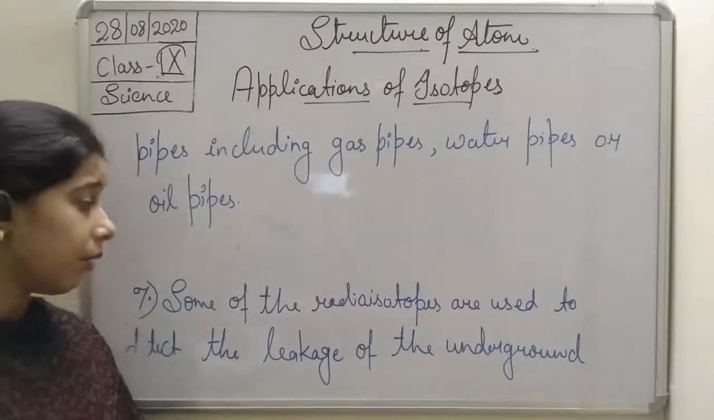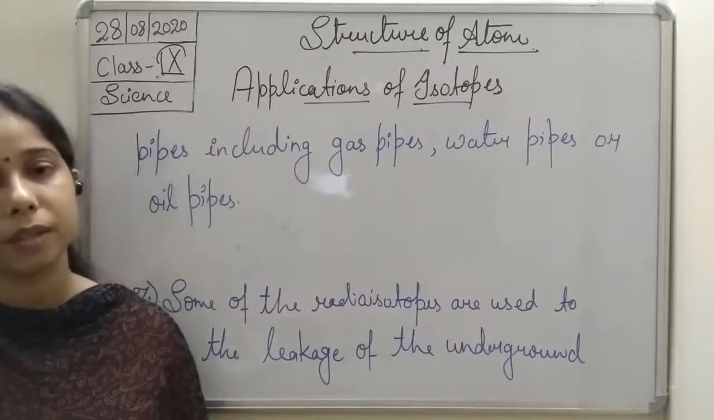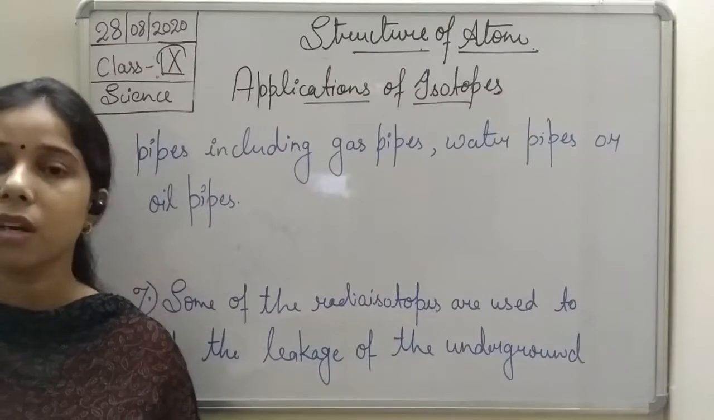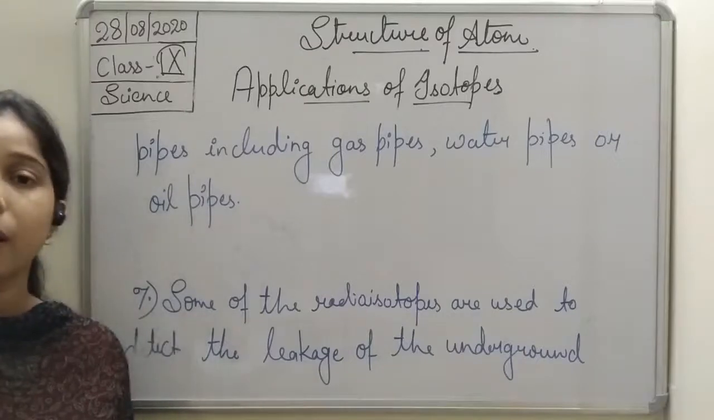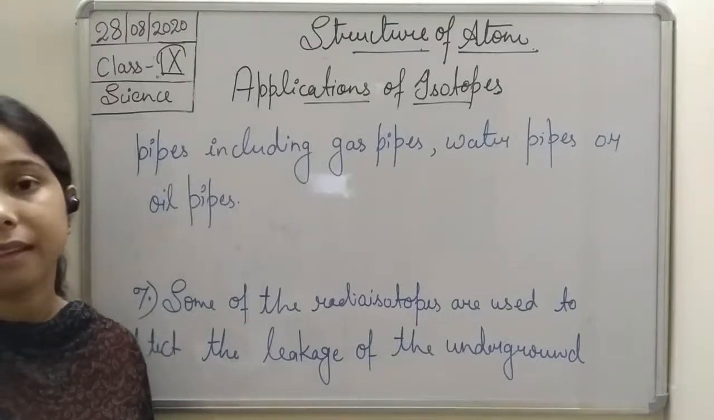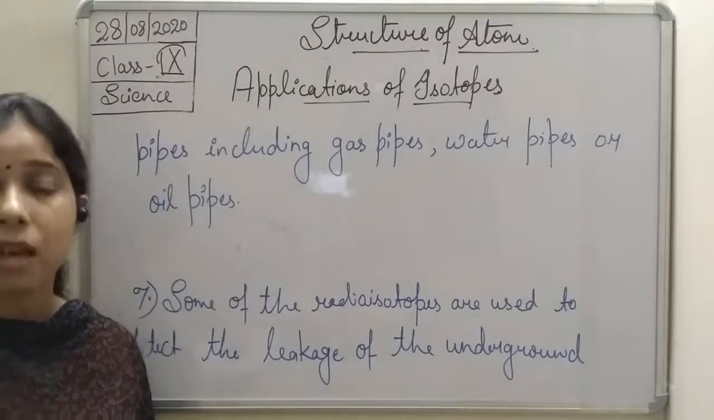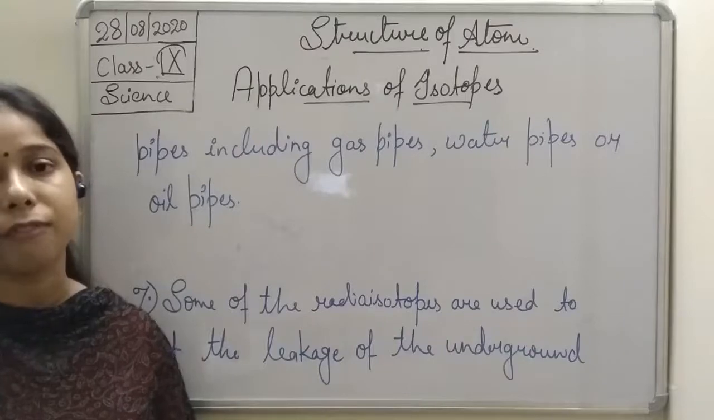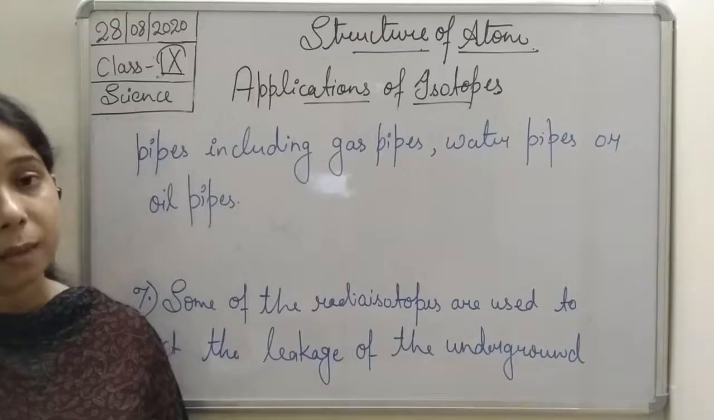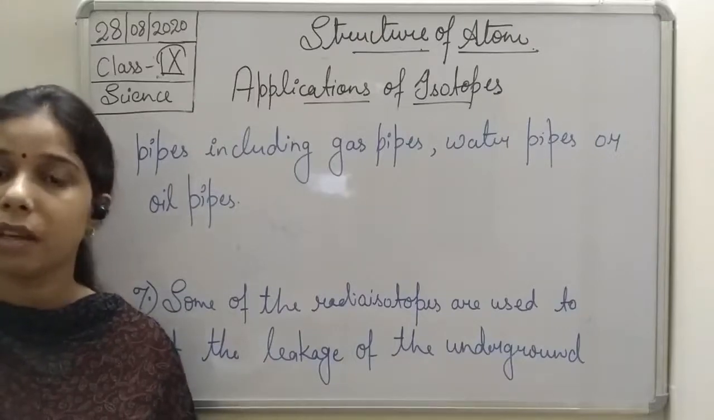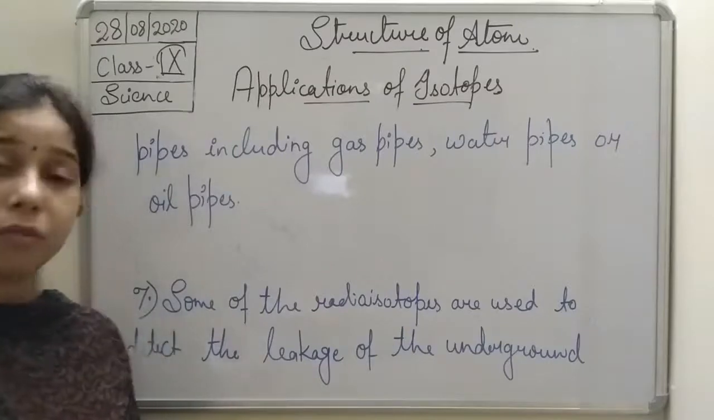Okay, then if we talk about carbon-14, it is a radioisotope which we use in the medical field. They are also used in finding the ages of old samples of wood or fossils. For that purpose, we use carbon-14. So carbon-14 is used in carbon dating. What is carbon dating? It is the method by which we are able to find the age of the fossils.